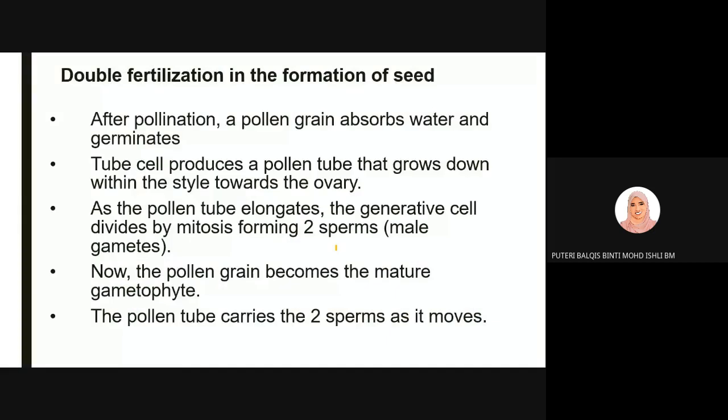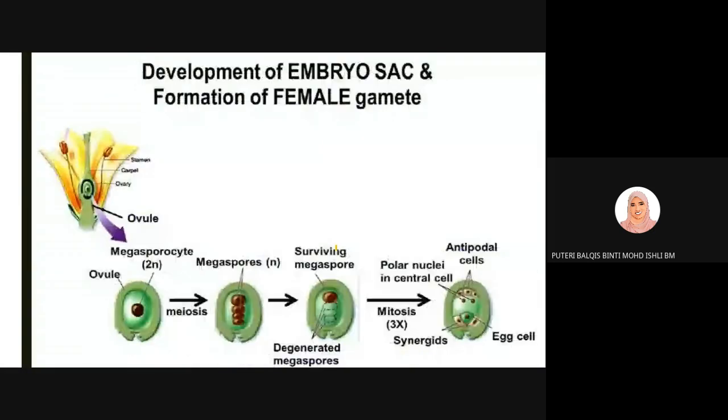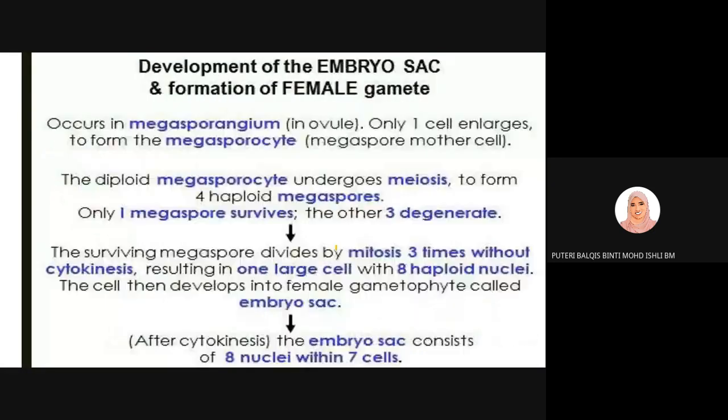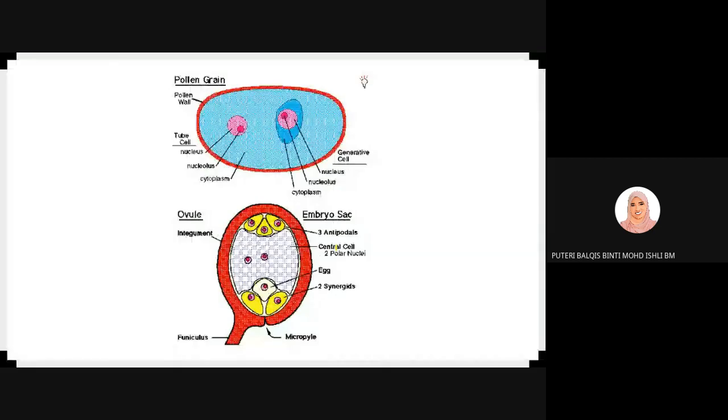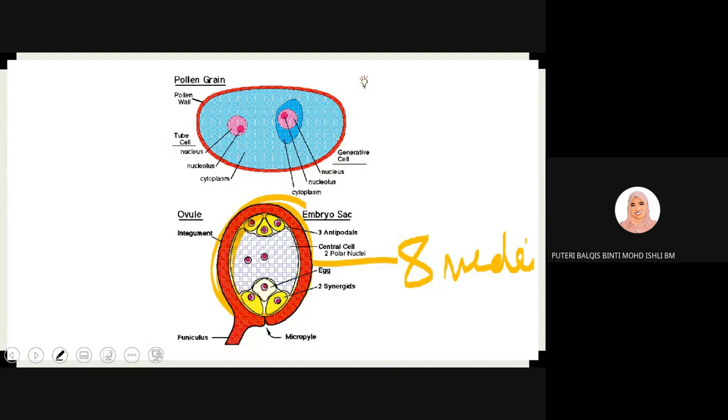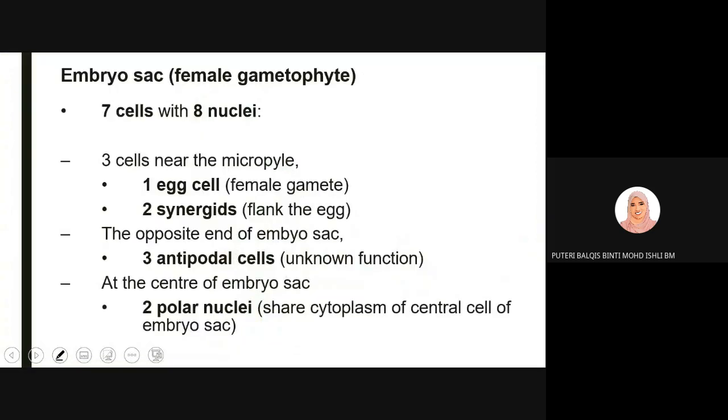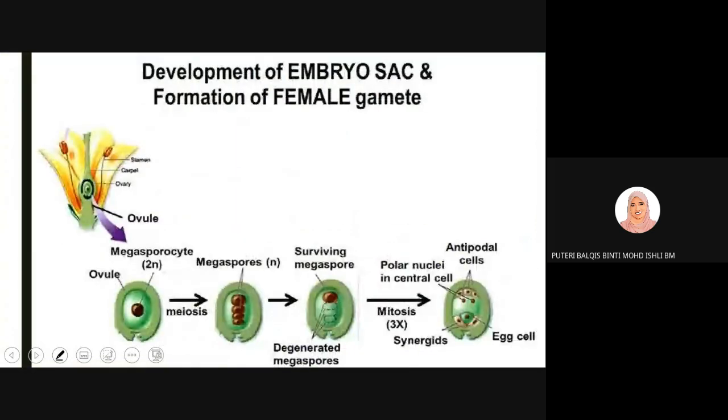Alright, itu adalah ovule. Sekarang kita nak cerita macam mana dia boleh form embryo sac, macam mana embryo sac yang ada 8 nuklei ni boleh terjadi. Okay, kita nak cerita yang tu. So, development of embryo sac.